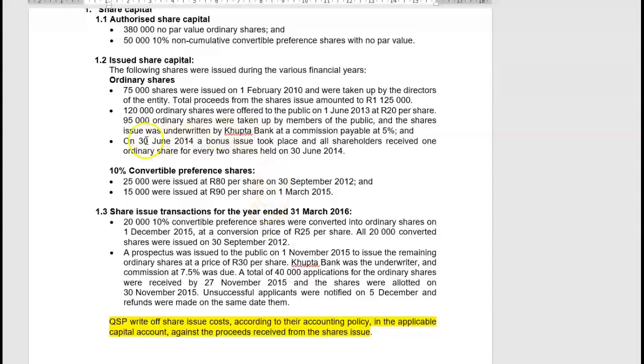Then on 30 June 2014, a bonus issue took place and all shareholders received 1 ordinary share for every 2 shares held on 30 June 2014. Did the shareholders pay anything for these shares? No. Did we attach a value to any of these shares? No. So what did we do? We just issued more share certificates. How many? Well, we've issued one ordinary share certificate for every 2 shares held on 30 June 2014.